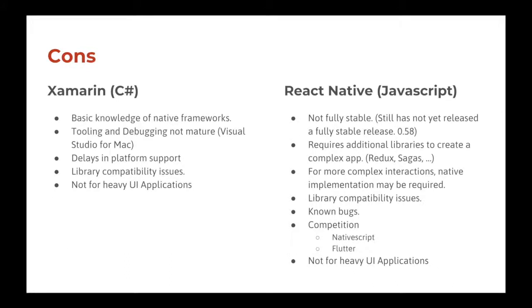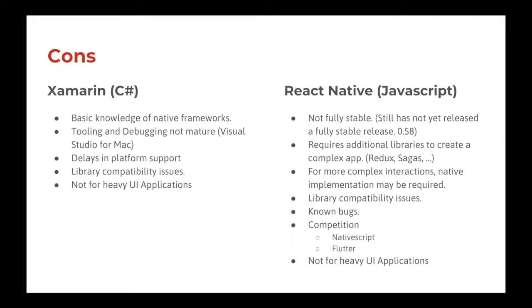So, some cons. Xamarin requires some base knowledge of native frameworks. It basically wraps a lot of the native methods and native properties in C# wrapper code, so it looks very similar to what you would write natively. The tooling and debugging are not super mature. Visual Studio Mac does not have a lot of the perks that you would see in some other IDEs. You do see some delay in platform support, about maybe a couple of weeks behind when there's a release of a new OS. There can be some library compatibility issues, and for both of these, I would say they're not super suited for heavy UI applications such as augmented reality or virtual reality.